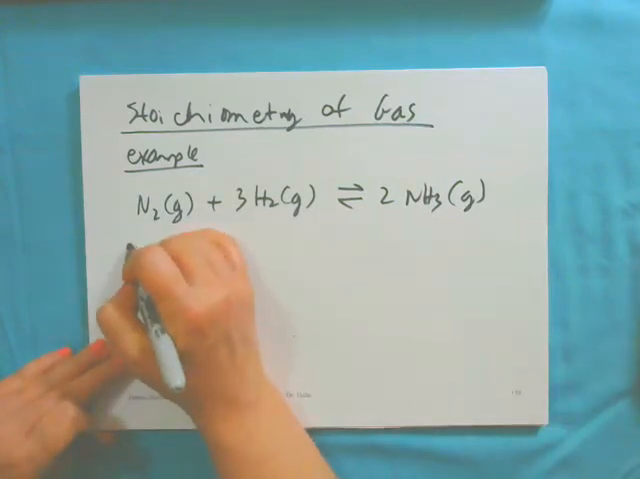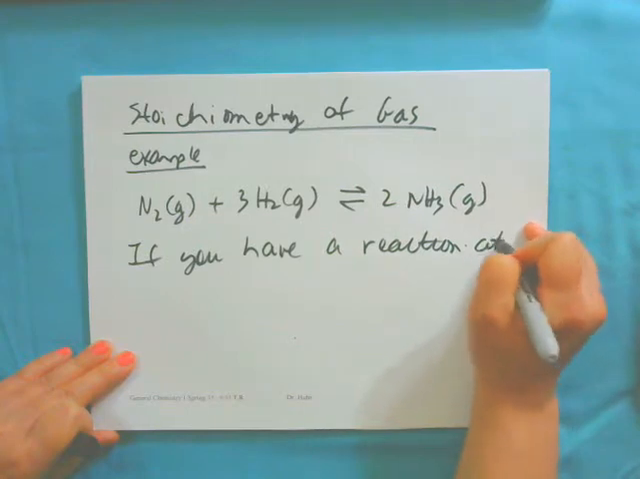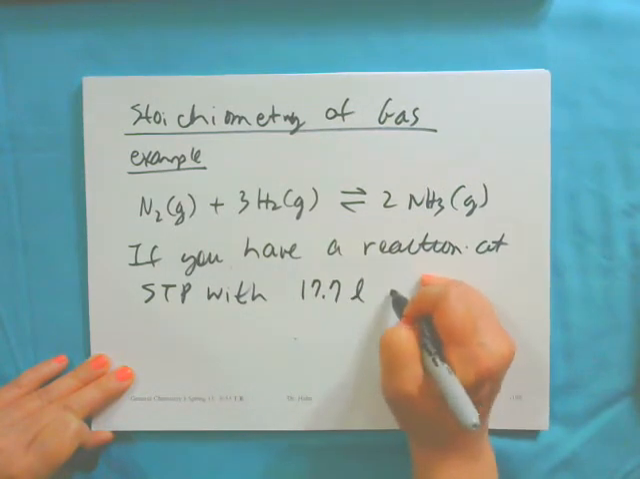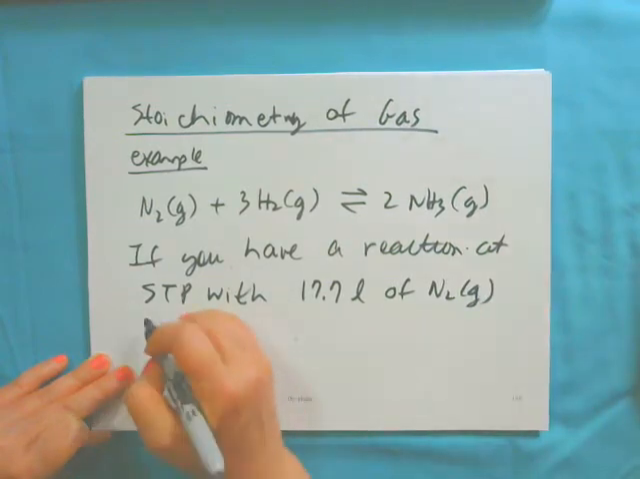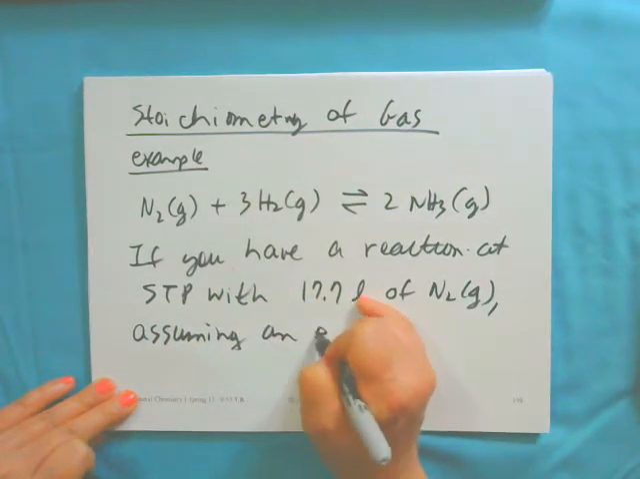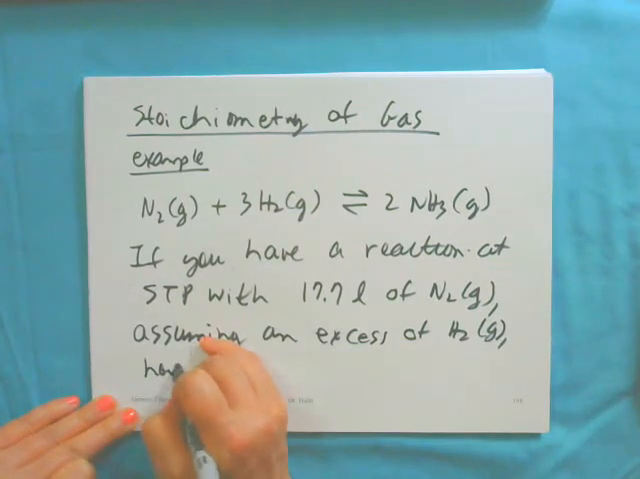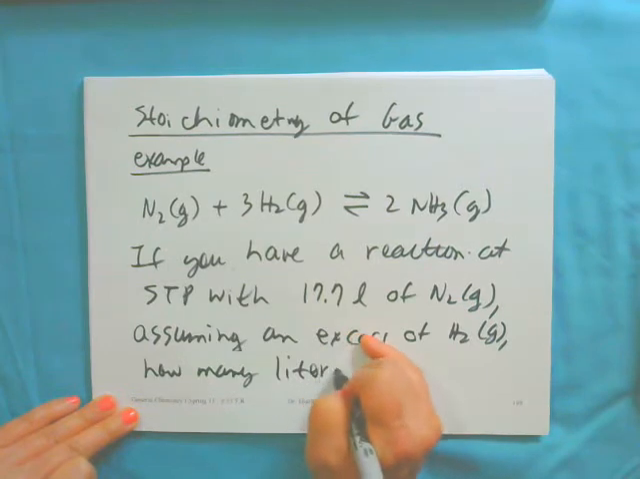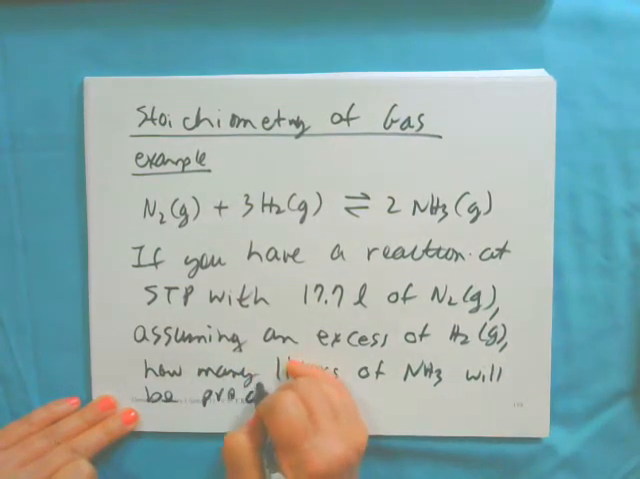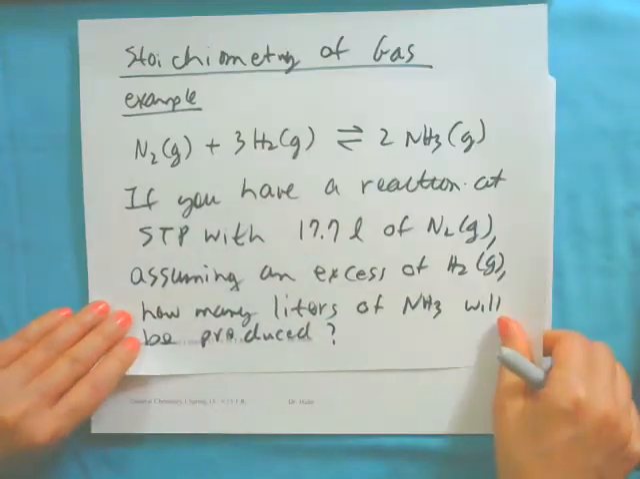All right, so the question asks, if you have a reaction at STP with 17.7 liters of N2 gas, assuming an excess of hydrogen gas, how many liters of NH3 will be produced? Okay, so there you are. There's the word problem. Stoichiometry of gases with STP volumes.